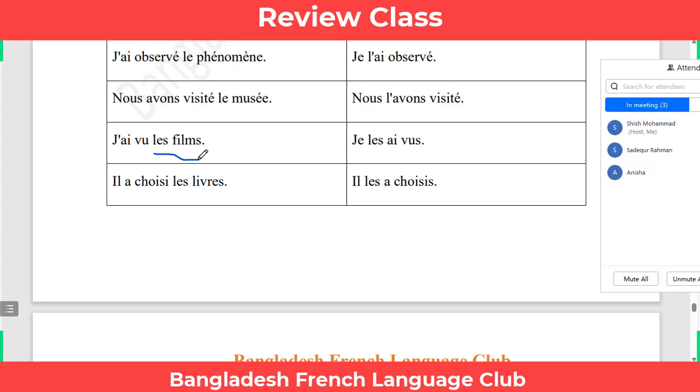Okay, here you can see je vois les films. Right now les is plural, so you can see here je les ai vus. So with vu we see an s. So now this les is not an article, this is the COD, and it is agreeing with the vu. Okay, agreeing with what? Agreeing with vu. That's why vus is written this way. And you can see il a choisi les livres. So here les livres is plural, that is why after the choisi form you can see the extra s. So this COD is agreeing with the principal verb.